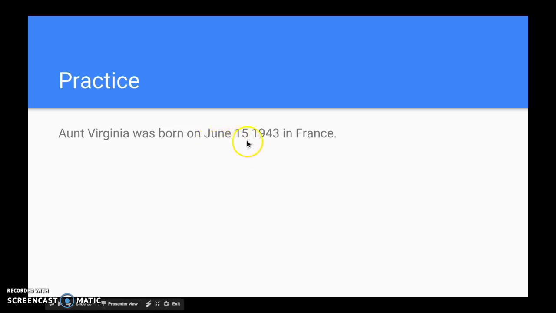So we know we have the full date written as the month, the date, and the year. So we know we need commas in this case. So we need a comma after the date, so after the 15th in June, and then we have a year followed by the rest of the sentence. If this is the case, then we need a comma after 1943. So it would be Aunt Virginia was born on June 15th, comma, 1943, comma, in France. So keep in mind we're trying to separate that from the rest of the sentence. And that is your information on dates and addresses.